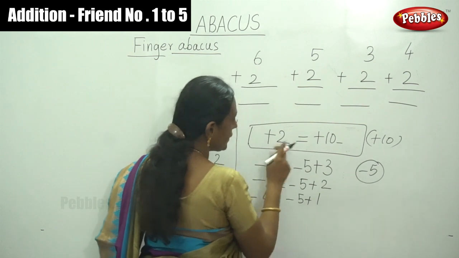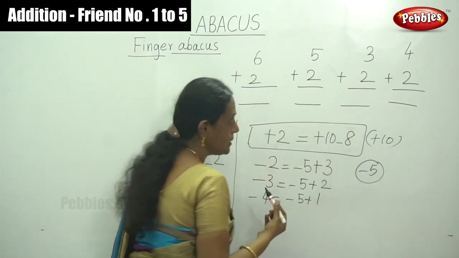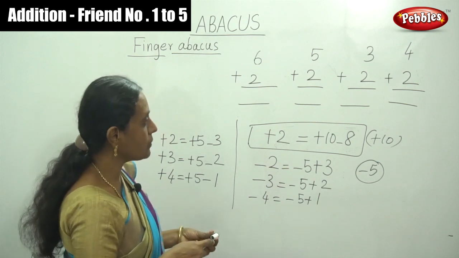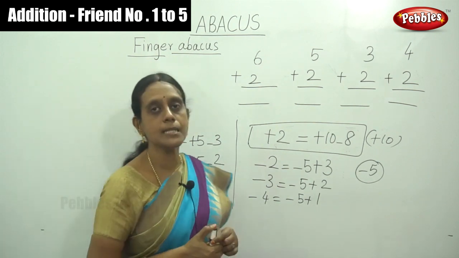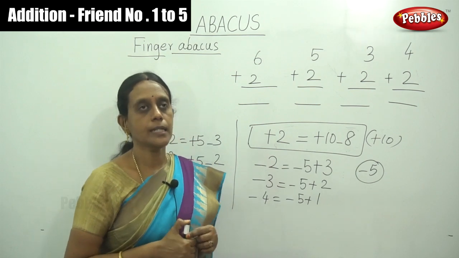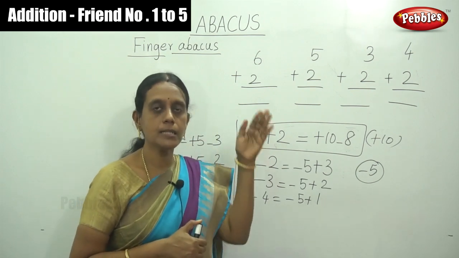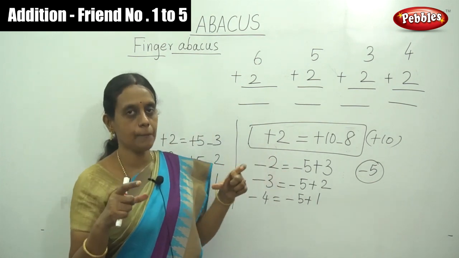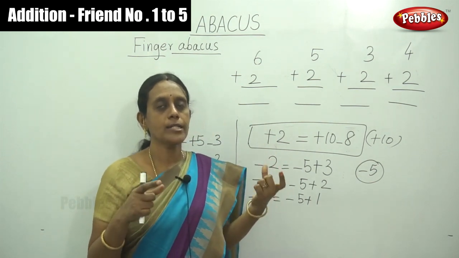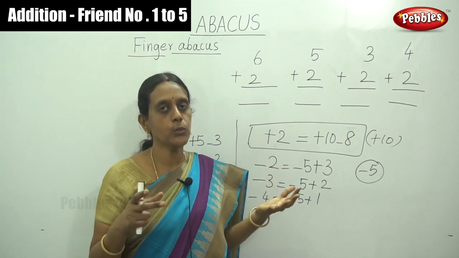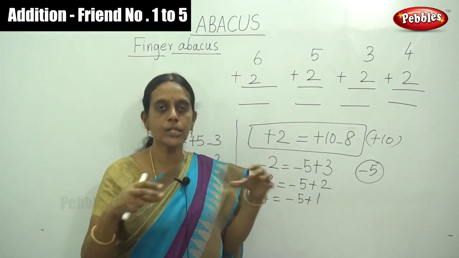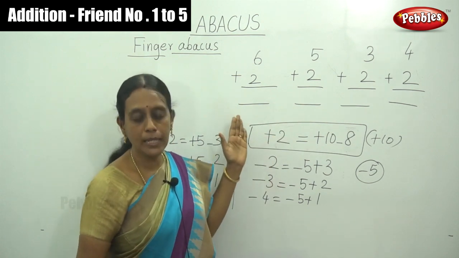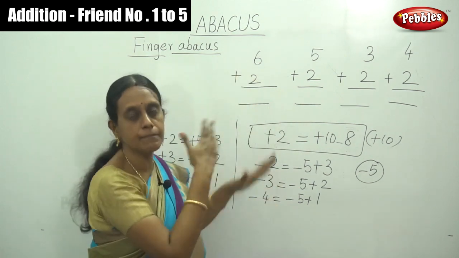Plus 2, and here the friend number of 8. This finger abacus is a basic method. Next is the Chinese abacus kit. Do you know the kit? That is the one with 11 rods, the Chinese abacus kit. Before entering that, you have to train the children only by using this finger abacus.